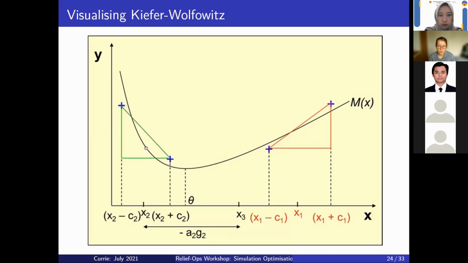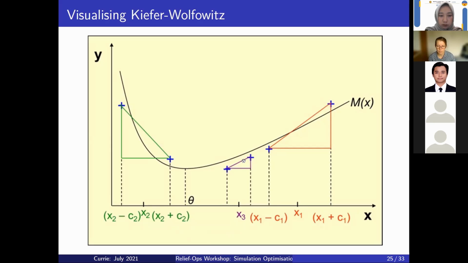So I've got to x2, and at x2 I do exactly the same. I go up a little bit and down a little bit from x2 and calculate the output values, which are my blue crosses, and calculate the gradient. I'm then going to move in this direction by an amount A2. So I'll move along to point x3, where I do exactly the same.